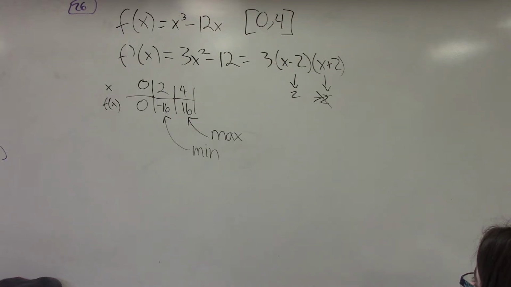They said find the minimum and maximum on the interval 0 to 4. So when you plug in 0, you get 0. When you plug in 4, you get 64 minus 48, which is 16. So now you take the derivative, you look for the critical values, and the only critical value on this interval is 2. You plug in 2, and you get negative 16. So the min is negative 16, the max is 16.